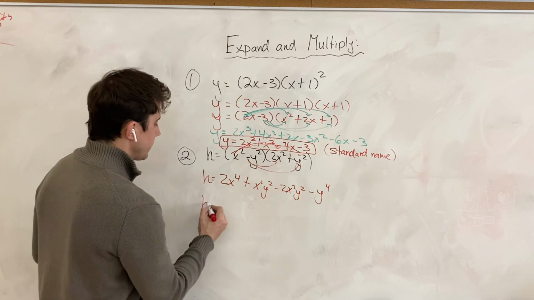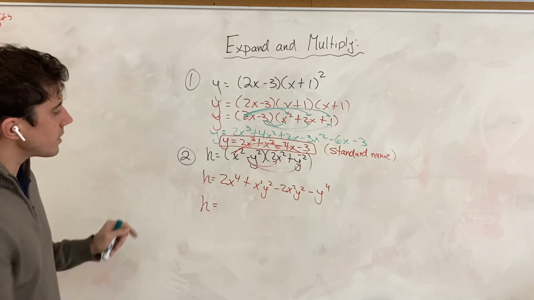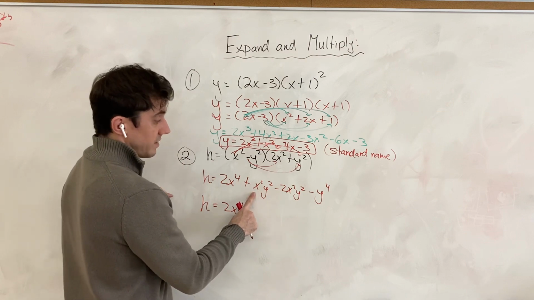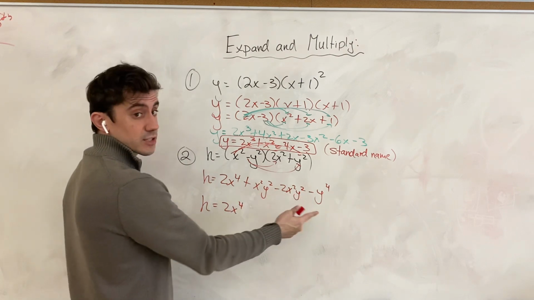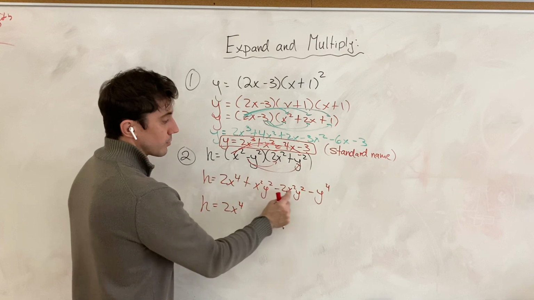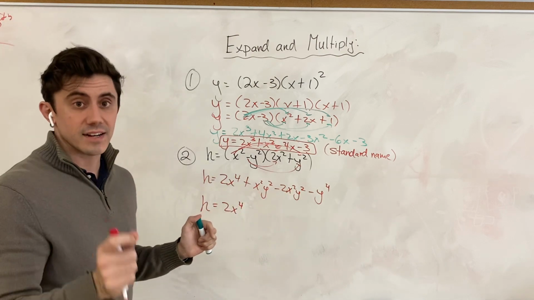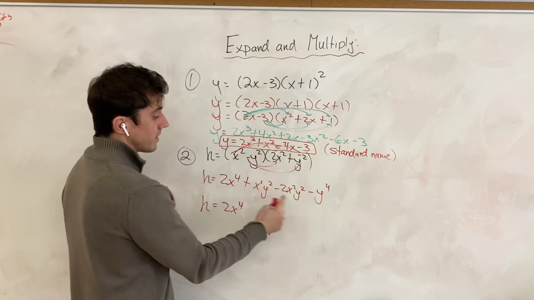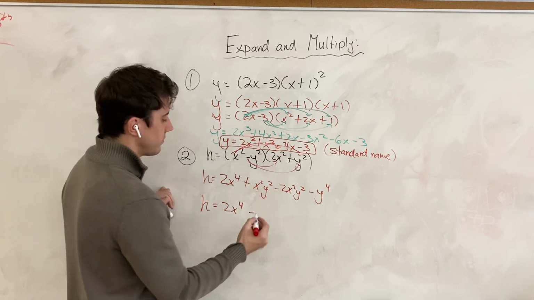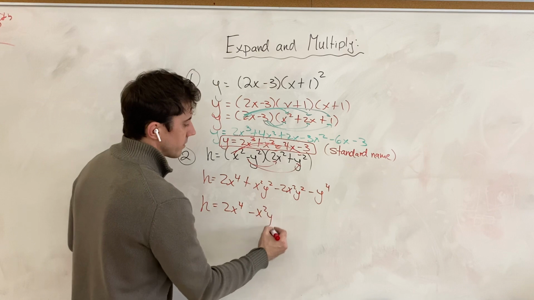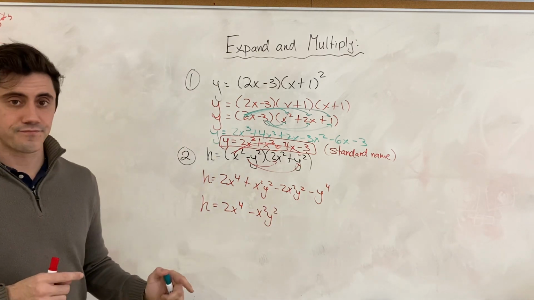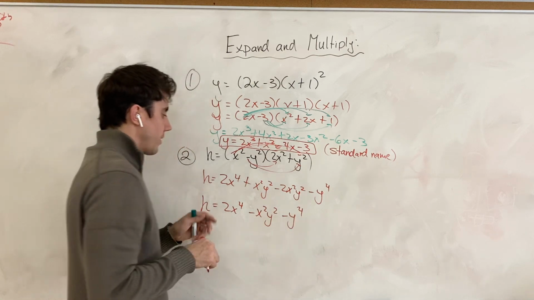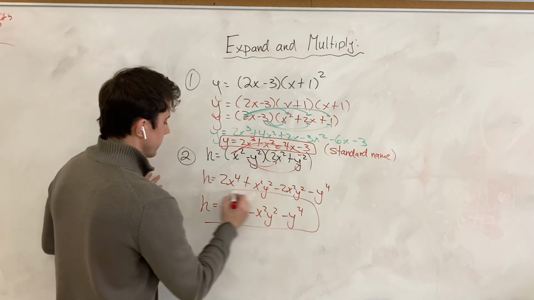And now we can do a tiny bit of simplifying it down. So we have 2x to the power of 4, 1x squared y squared minus 2x squared y squared. Notice we have the exact same exponent on both variables. That is exactly what we need for it to be considered a like term. So we can combine them. 1 minus 2 means we have negative 1 left, so minus x squared y squared, right? And finally, minus y to the power of 4. And again, we're done, okay?